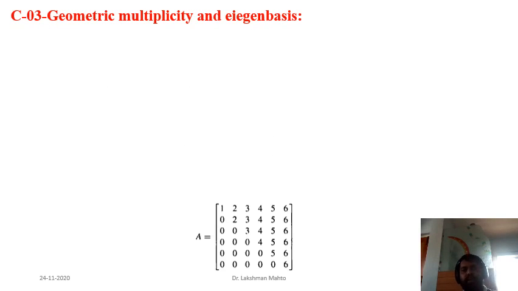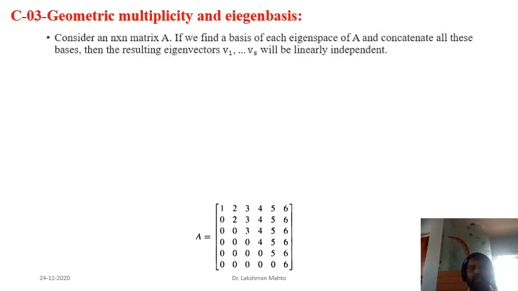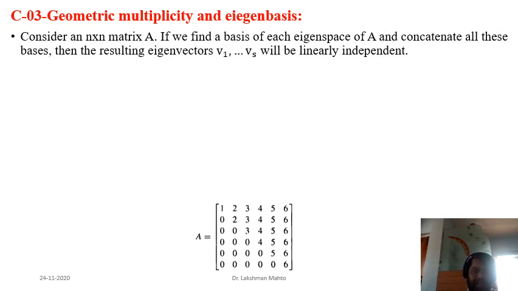Coming to geometric multiplicity and eigenbasis, what is the relation between these two? Consider an n by n matrix A. We find the eigenvalues, and then we find the eigenspaces. If we take a basis of each individual eigenspace of A and concatenate them together, what is concatenation? It means writing two sequences jointly, one after the other.